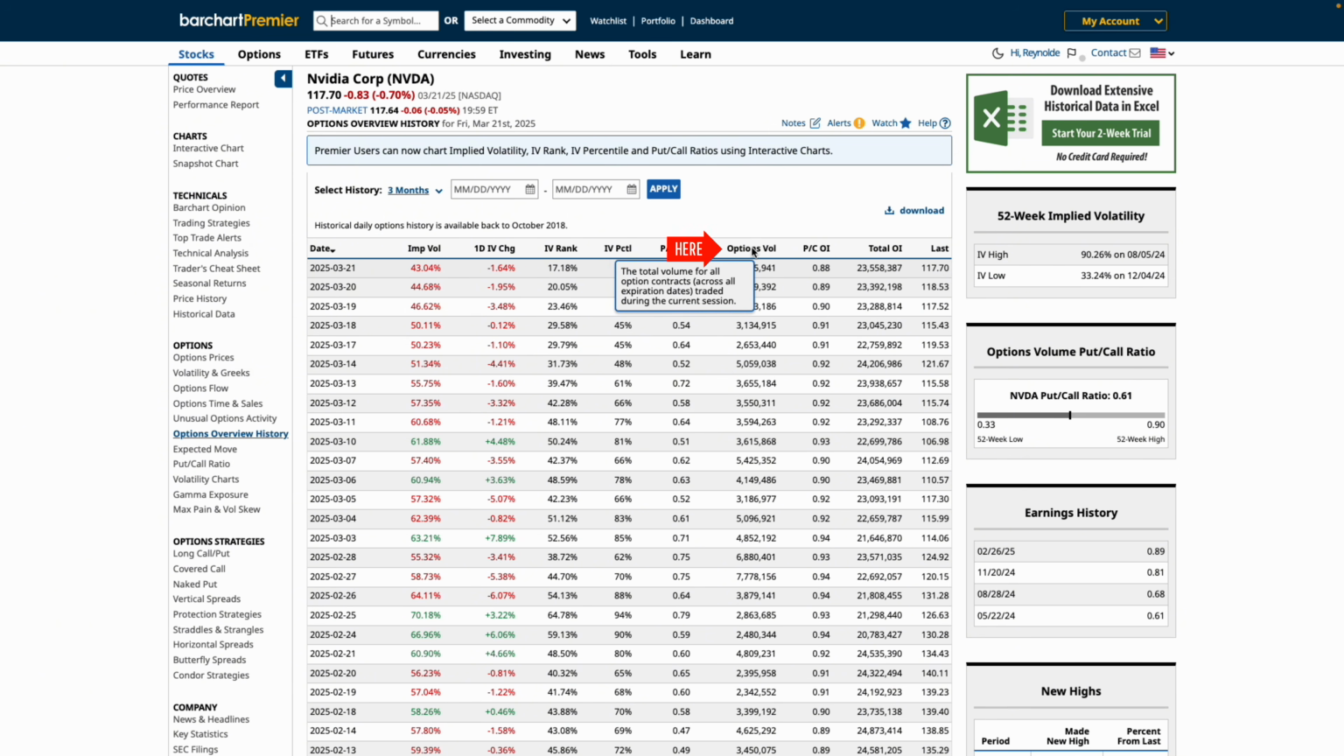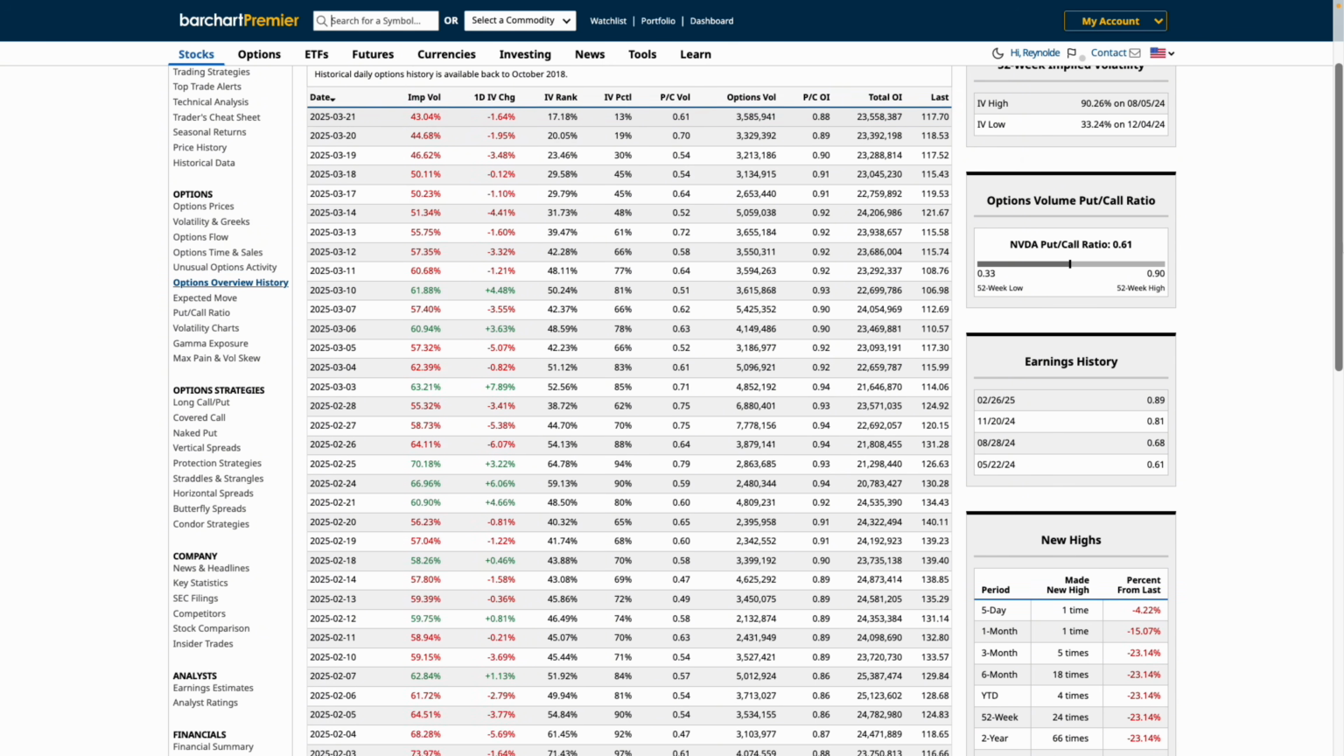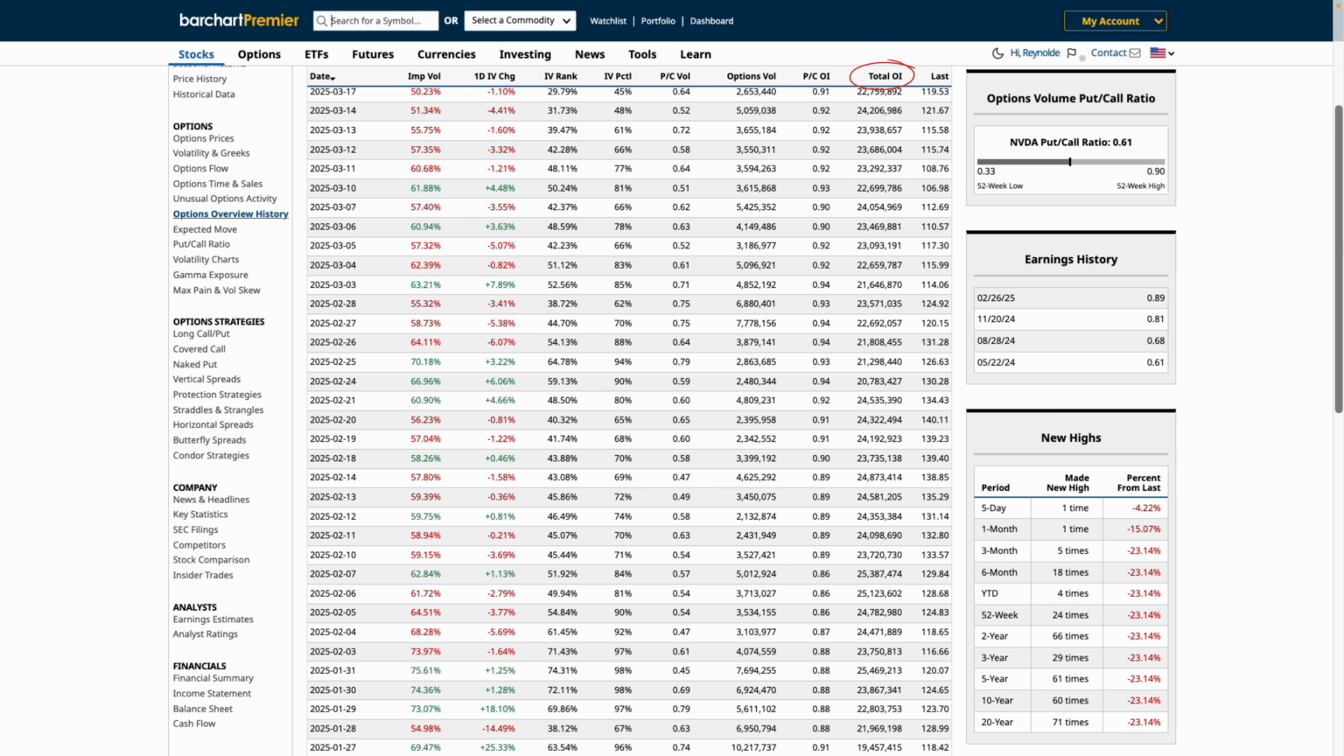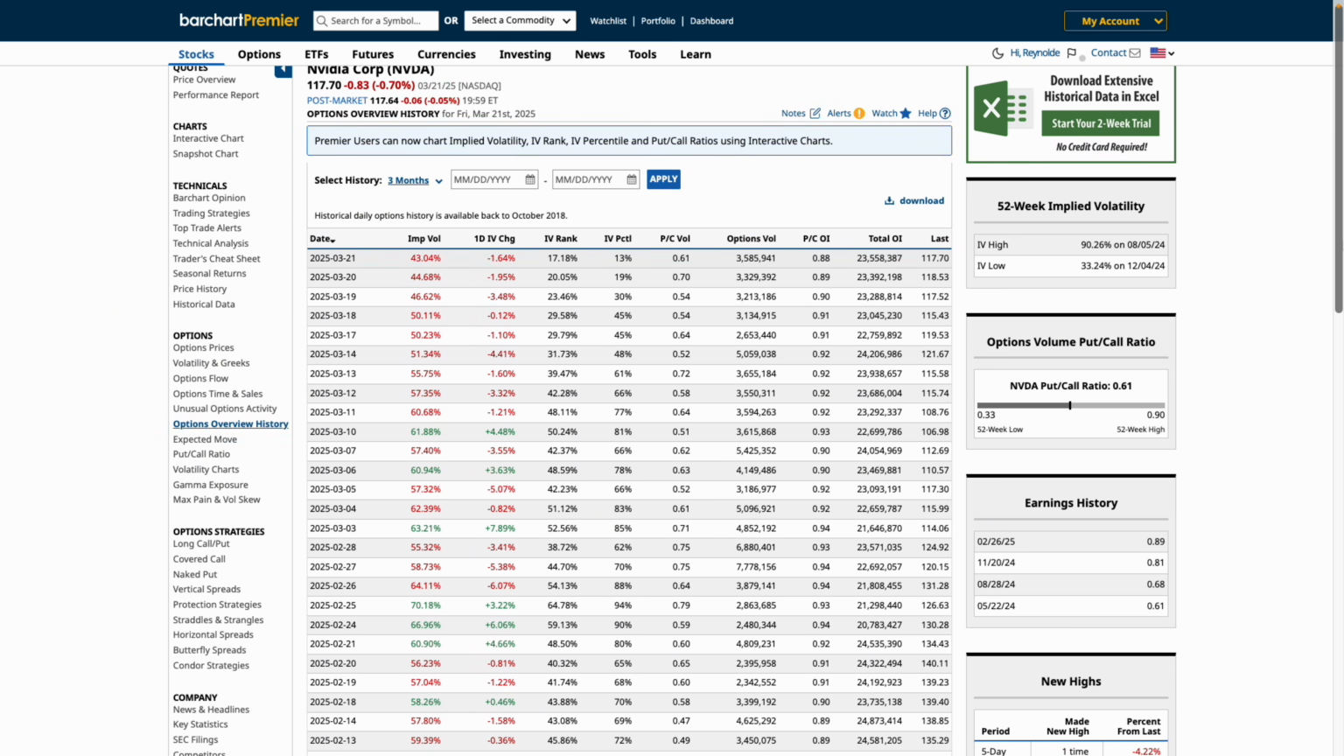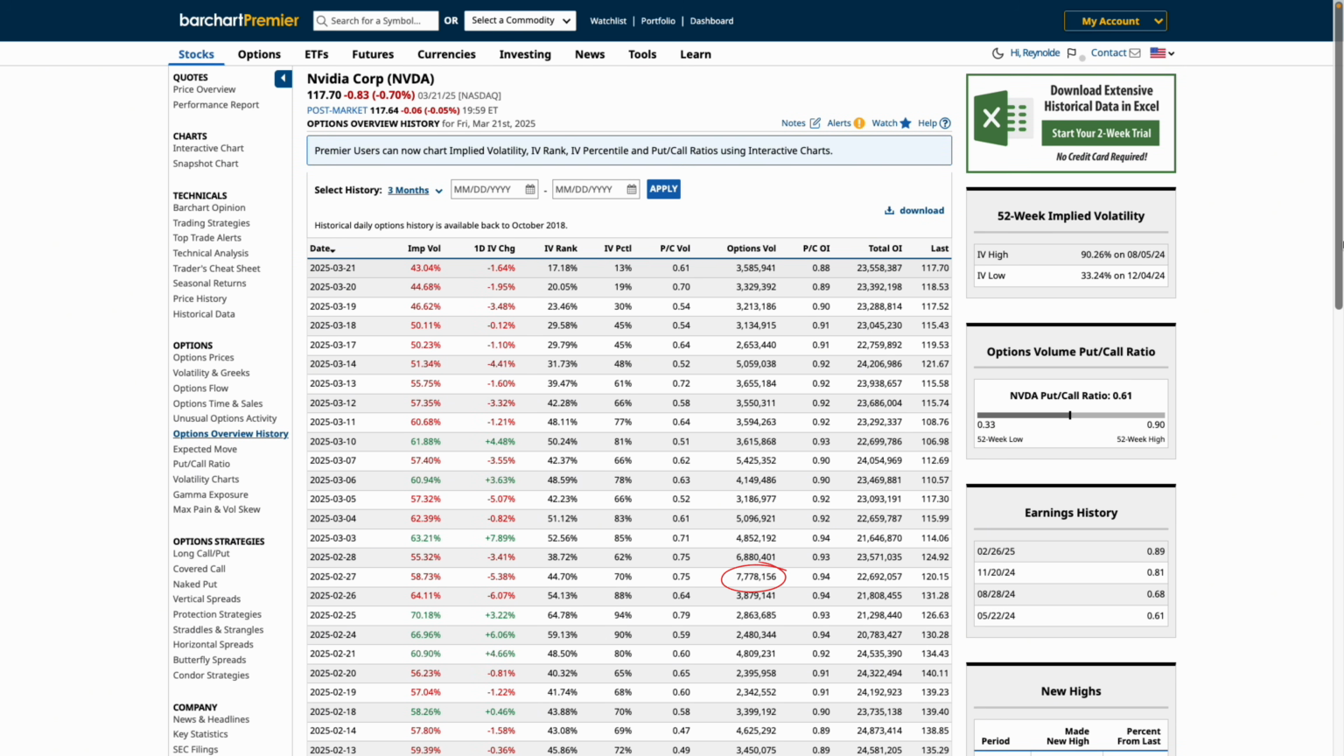And while options volume represents today's trading activity, open interest shows the total number of contracts still open from previous sessions. If a stock has high options volume but lower open interest, it might just be short-term speculation or traders closing positions. But if we see high volume turn into high open interest, it could signal strong institutional positioning.